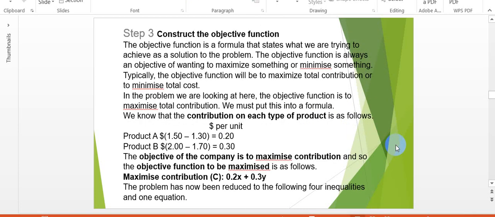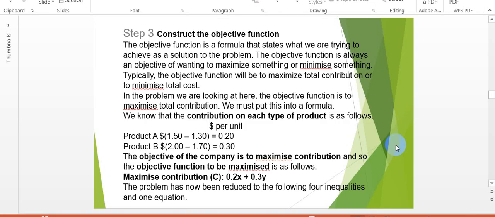Step 3, we then now construct our objective function, which would be either to maximize or to minimize. If you are looking at contribution, you'll be maximizing. If you are looking at costs, you'll be minimizing. So the objective function is a formula that states what we are trying to achieve as a solution to the problem. The objective function is always an objective of wanting to maximize something or minimize something. Typically, the objective function will be to maximize total contribution or to minimize total cost.